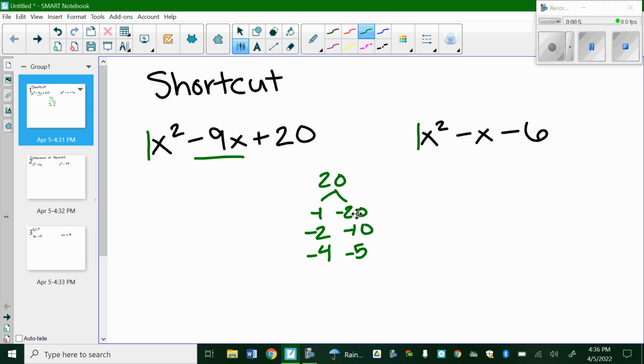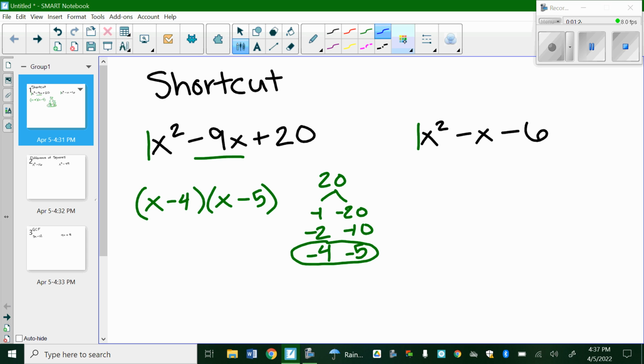If I go through my options, negative 1 plus negative 20 gets me negative 21. Negative 2 plus negative 10, negative 12. Negative 4 plus negative 5 gets me to negative 9. So these are the factors I want to use. With the shortcut method, we go straight into our two sets of parentheses. We put x at the beginning of each because we're breaking apart this x squared into x times x. And we just put our factors directly in, minus 4 and minus 5. So when I factor this, I get x minus 4, x minus 5 as my two factors.